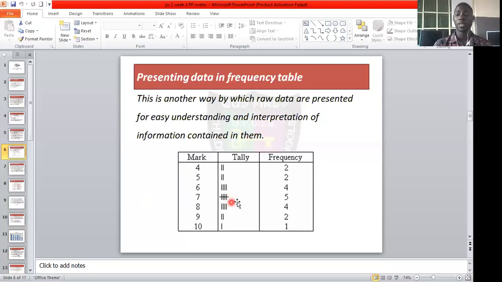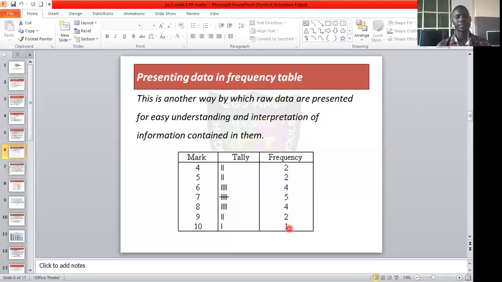Say you have information like 7, you have 1, 2, 3, 4, 5, you cross 5, then you have your 2 again. 1, 2. So that's how you represent your information with tally. 8 is 4, 9 is 2, and 10 is 1. So this is how you present that in a frequency table. It's another way of presenting raw data for easy understanding and interpretation of the information contained in them. So this is an example of a frequency table.